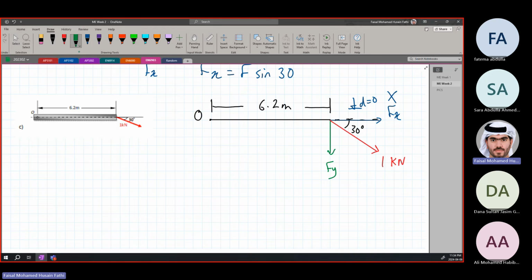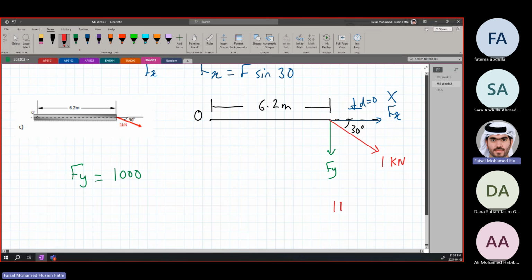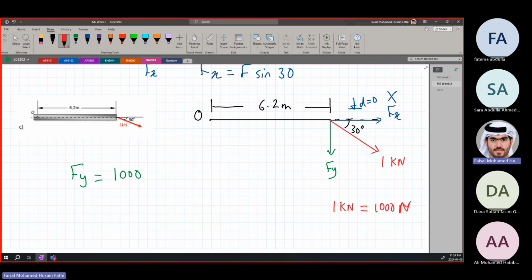meters. Now, if we want to find Fy using the shortcut, Fy is equal to F, which is 1 kilonewton or 1000 newtons. Okay, 1 kilonewton is equal to 1000 newtons. All right, so we'll change it to newtons from now. So we have the F force, F 1000. So this is F. Then times cosine or sine, we have to check.